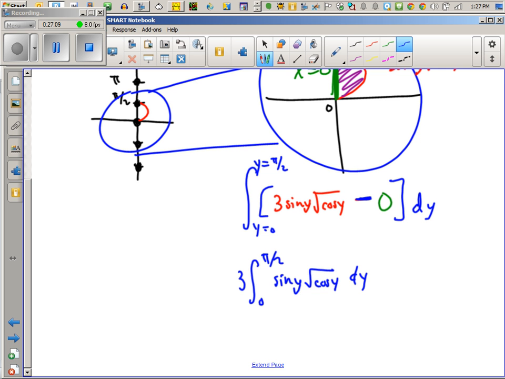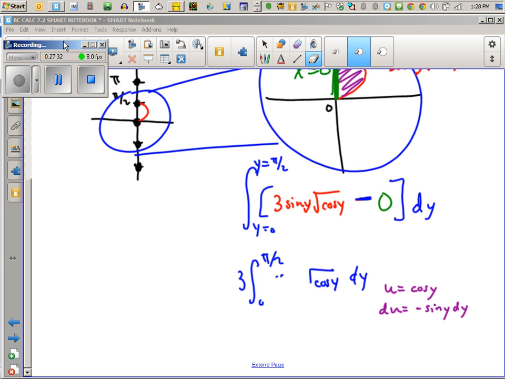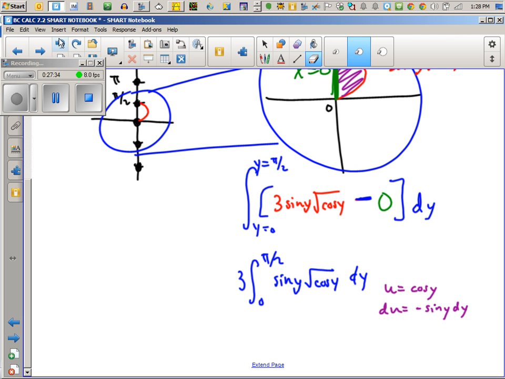Okay, but I'm going to let u be cos y. Therefore, du is negative sine y dy. Or some of you like to isolate dy. That's kind of cool. I noticed some of you are doing that. You can isolate dy and stick it into your integral. Or I just like to look at this and say, I see a sine y dy here. I just don't see a negative. So I'll write this as negative du equals sine y dy.